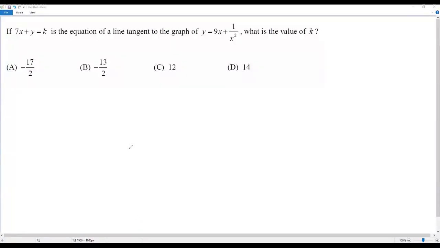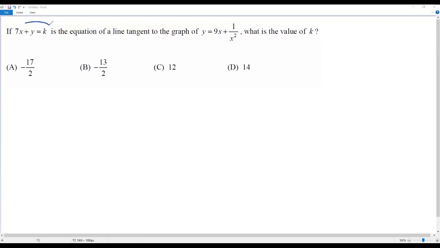Here we have an AP Calculus AB problem. Okay, let's go to the question. If 7x + y = k is the equation of a line tangent to the graph of y = 9x + 1/x², what is the value of k? Here this is the equation of the curve. For this curve, we have the equation of the tangent line, that is 7x + y = k.